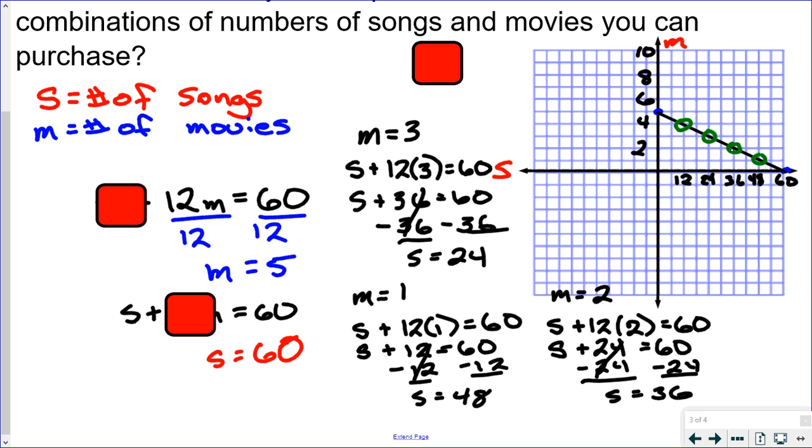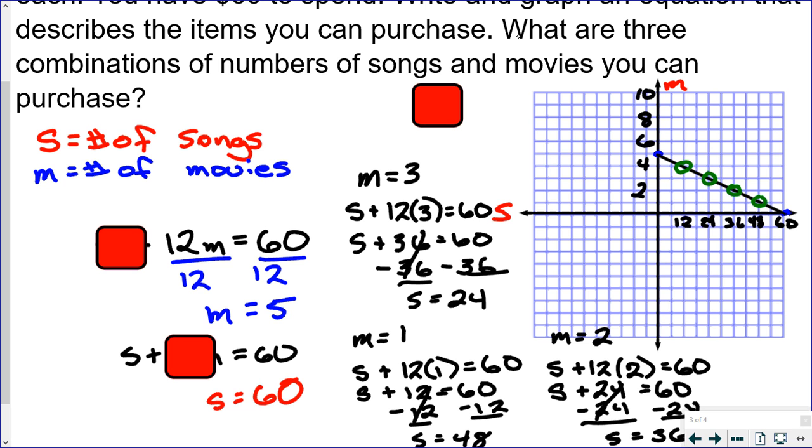So if I'd spaced out the graph better the first time, you would have been able to answer the question probably easier. And again, the question was, what are 3 combinations of numbers of songs and movies you can purchase? So I showed you how to do it mathematically by just picking a number of movies and plugging it in. And here I showed you how to get it off the graph.